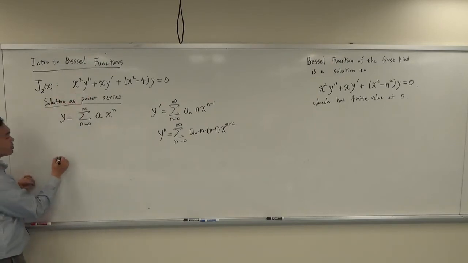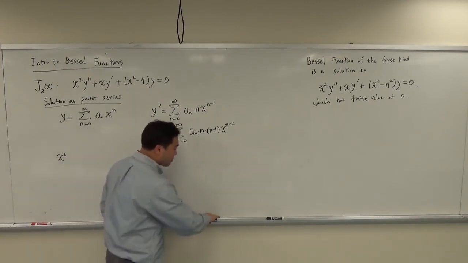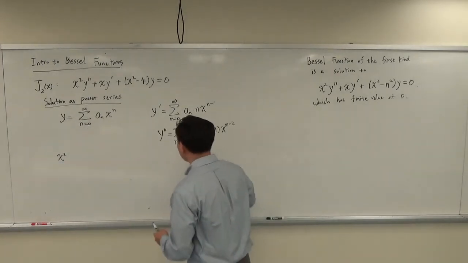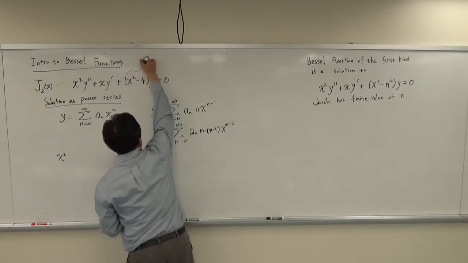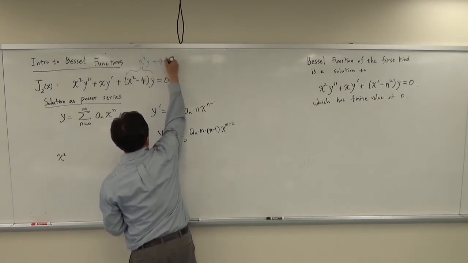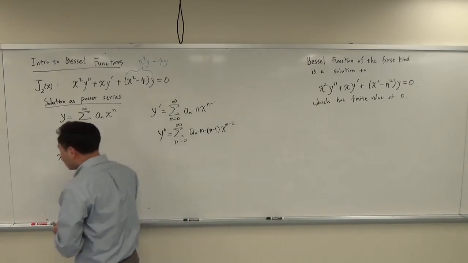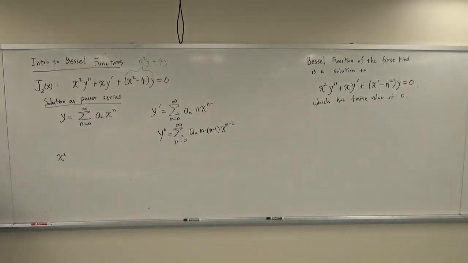Now you plug them in. So here's what we get. Oh, by the way, there's something important that you should do before plugging them in. You want to rewrite this as x squared y minus 4y. And that's just so that it's easier to manipulate the power series. If you don't, then it's hard to do the manipulation. Okay?